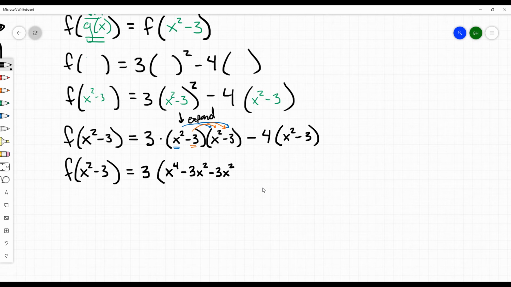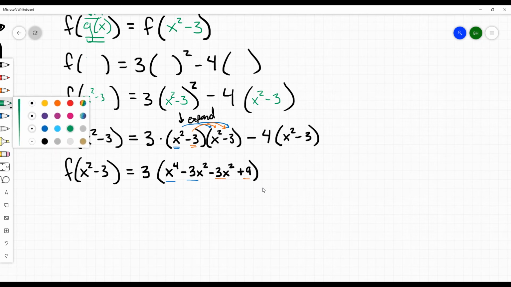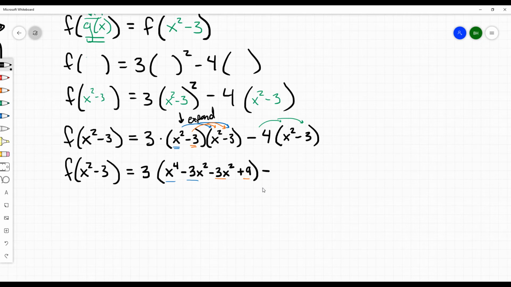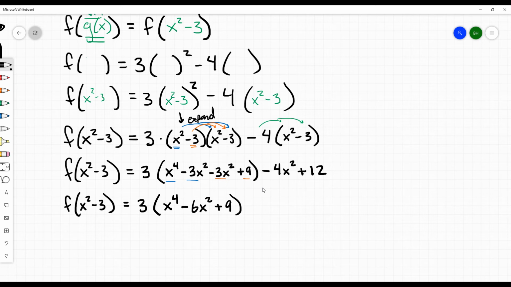Now I'm in the orange region. And then I get negative 3 and negative 3, which is positive 9. So here, those are the two blue terms from the distribution, and here are the two orange terms from the distribution. Okay. I can also distribute this last little piece, negative 4, into both terms, which means I'll get negative 4 times x squared, negative 4x squared, and then negative 4 times negative 3, positive 12. And then from here, you can start reducing. So I get this equals 3 times x to the 4th power, negative 3x squared, negative 3x squared is negative 6x squared, plus 9, minus 4x squared plus 12.